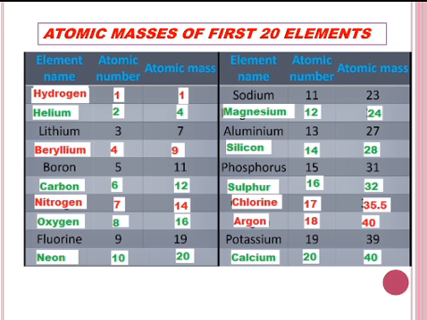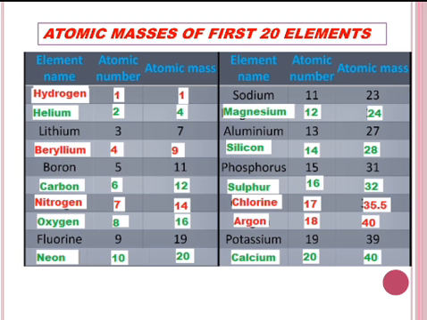Now, today I will explain the easy trick to learn the atomic mass of the first 20 elements. Students, first of all, see the elements highlighted in red color, that is hydrogen, beryllium, nitrogen, chlorine and argon. Remember one thing, except these elements, our easy trick will be applied to all other elements. Right?